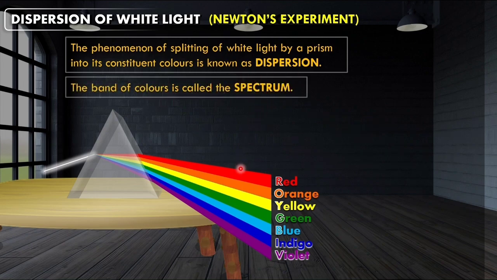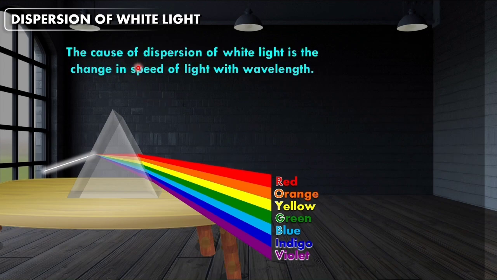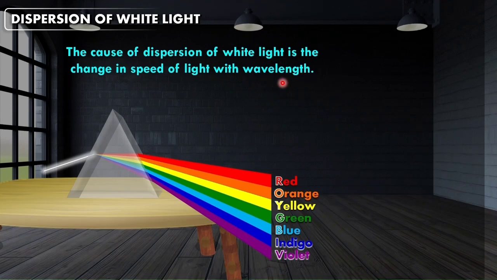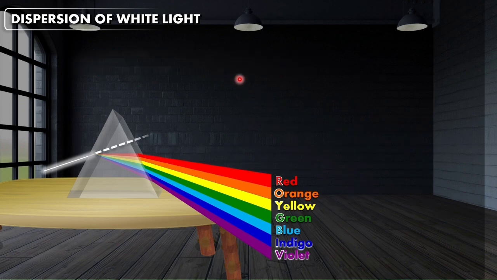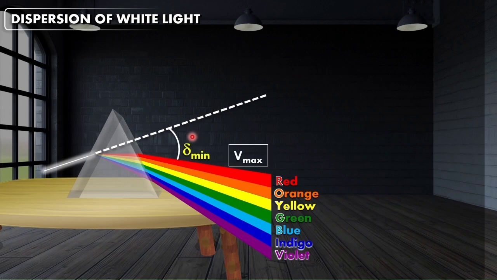Now why does this dispersion happen? See, the cause of dispersion of white light is the change in speed of light with wavelength. White light disperses because when the light hits the prism, the velocity or speed of the light changes depending on its wavelength, and wavelength is denoted by the Greek letter lambda. And among these constituent colors, the wavelength of red light is maximum and the wavelength of violet light is minimum. So remember this.